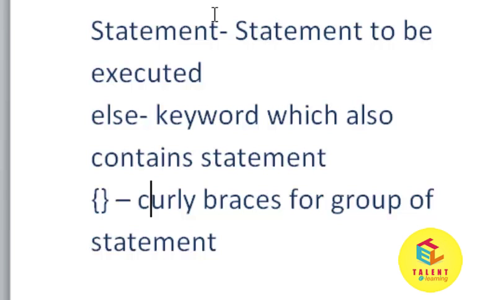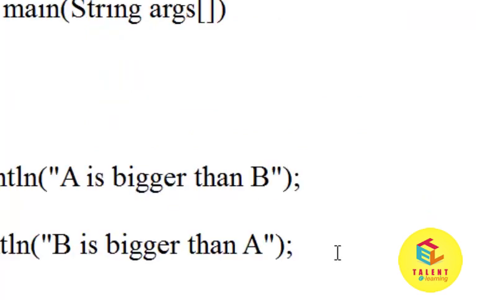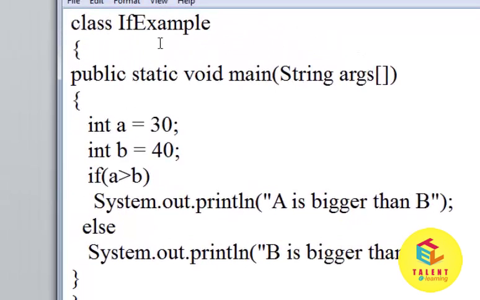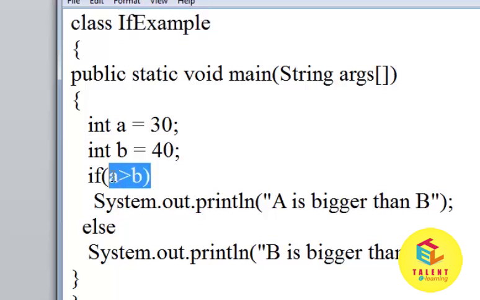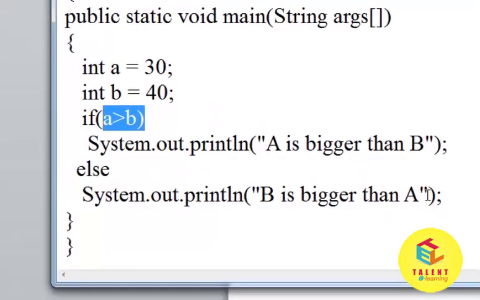Let's take a look at an example of if else, which clears your idea about this if else. Okay, here is the example of if else. The class name is IfExample. Here the two integer variables are a equals 30 and b equals 40, and this is our if condition. If a is greater than b, then the system will write a is bigger than b. Otherwise, the system will execute this statement, b is bigger than a.